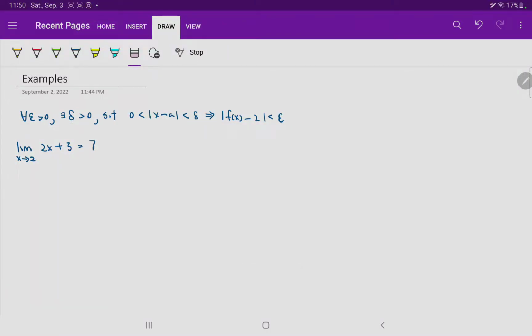Today we're going to take a look at an example of proving a limit using the formal definition of a limit, right? So let's get started. What our function says is that the limit as x approaches 2 of 2x plus 3 is equal to 7. So how do we prove this? By using the formal definition of a limit.